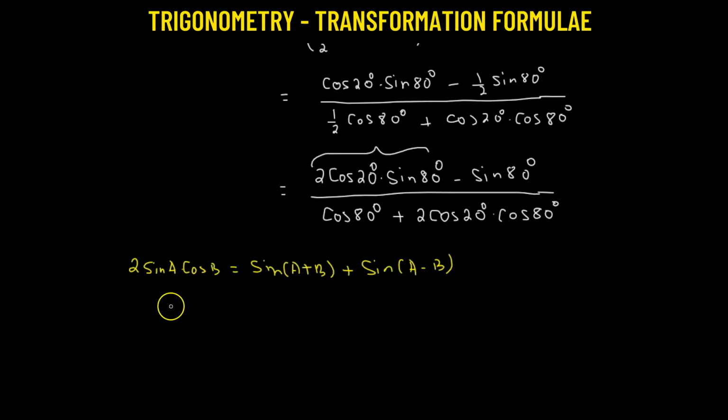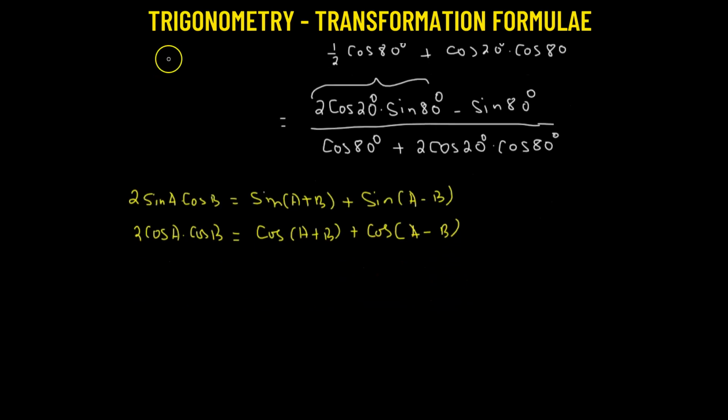And if we have 2 times cosine of A times cosine of B, we've already mentioned it, but still let's write it down. We have cosine of A plus B plus cosine of A minus B, meaning we can now rewrite our numerator.